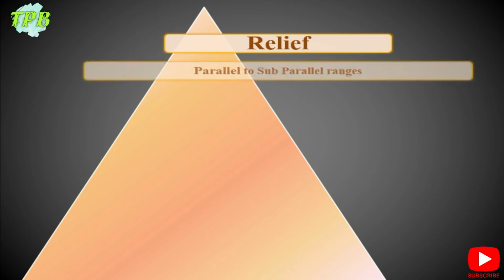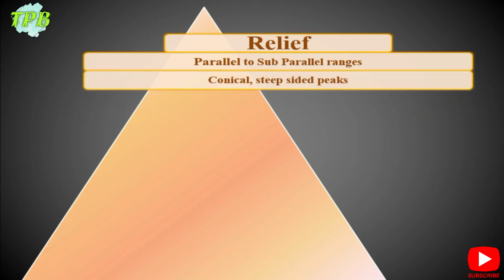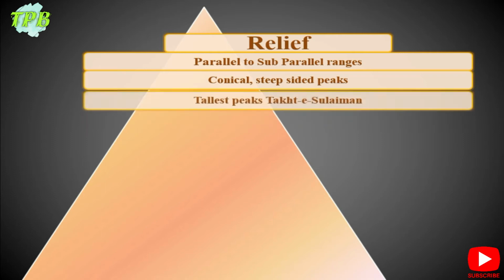Now the relief of Western Mountains. These are parallel to sub-parallel ranges. However, all of these parallel and sub-parallel ranges are not included in the syllabus. You have to discuss and learn the general features of the mountains. The mountains have conical and steep-sided peaks. The tallest peak is Takht Suleiman.